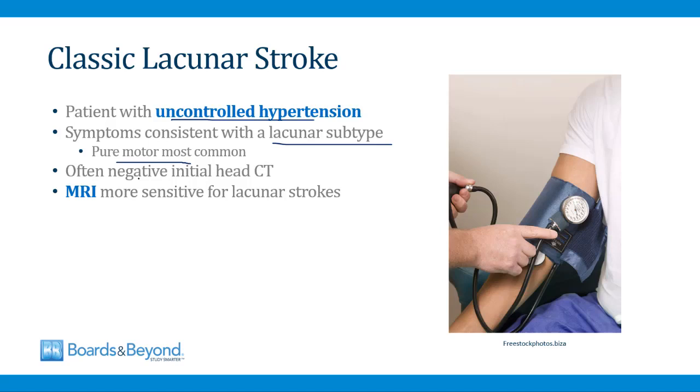Often the initial head CT can be negative, and that's because these are smaller strokes and CT scans are less sensitive for small areas of ischemia. This is where MRI can be very helpful. Diffusion-weighted MRI is a very powerful tool for picking up small areas of ischemia which cause a little bit of edema, and MRI is often more sensitive for the diagnosis of lacunar strokes.